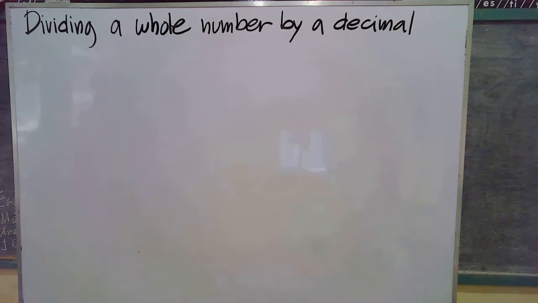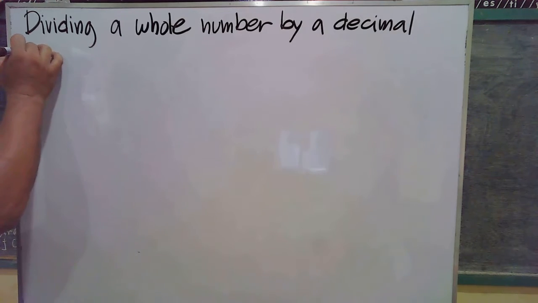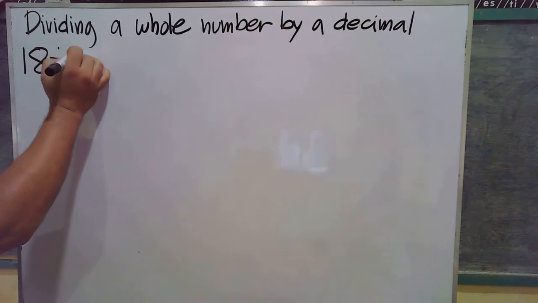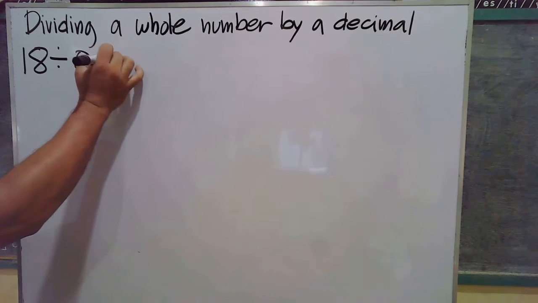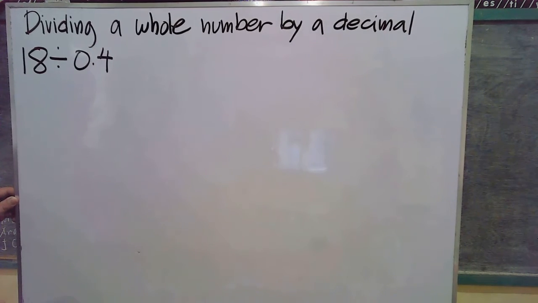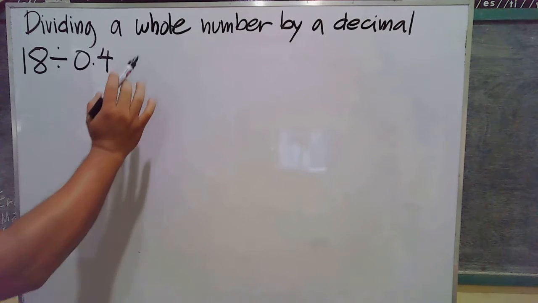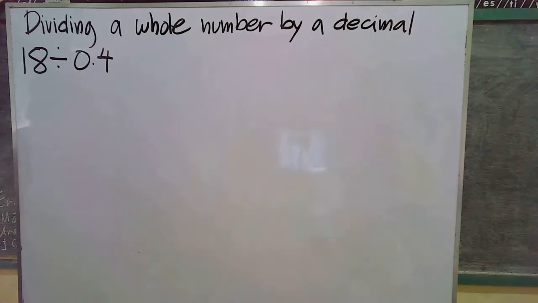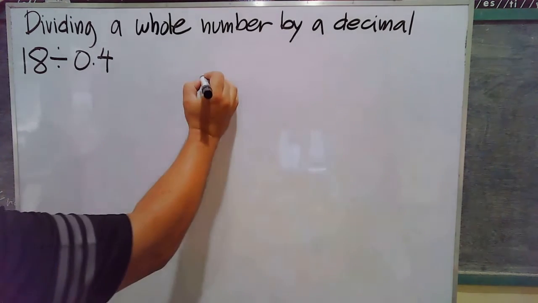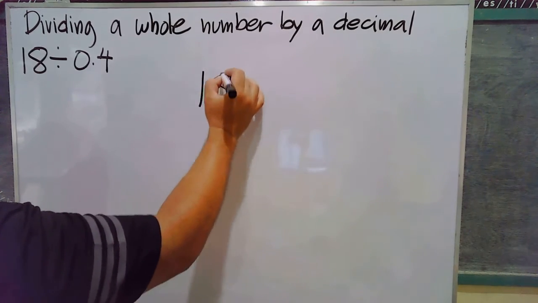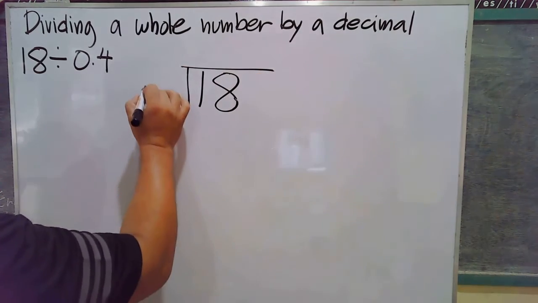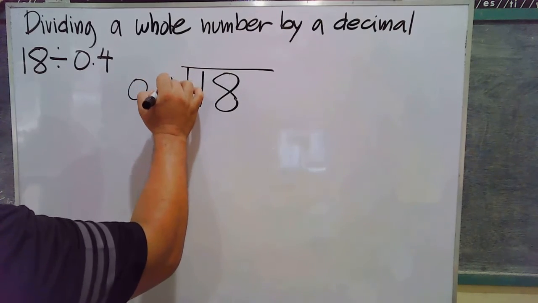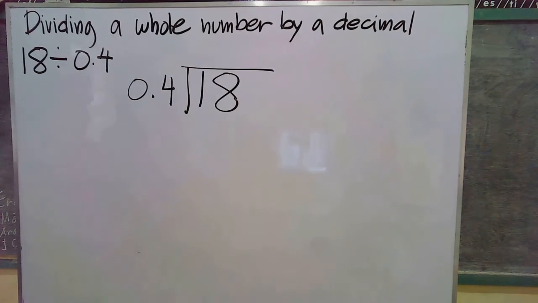So let's have 18 divided by 0.4. Here we have 18 as our whole number and 0.4 as our decimal number. So 18 is our dividend and 0.4 is our divisor. Let's do this one step at a time.